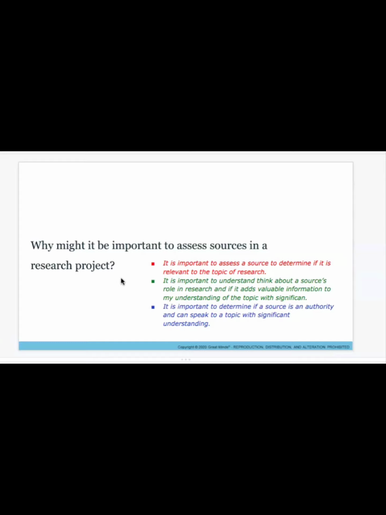So you don't want to go to Wikipedia because anyone can go in Wikipedia and edit it. So you don't know if that information is accurate. So you have to assess if the information is accurate. So that means looking at who wrote it, looking at the title, looking at all of the different factors, and that's what's going to help you determine if that source is accurate or not.